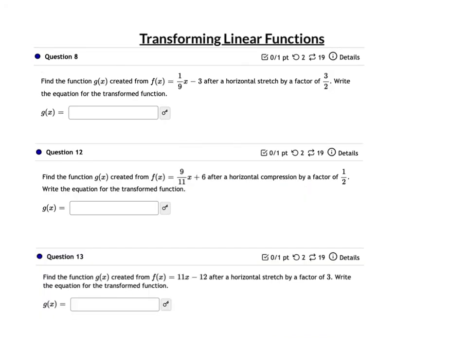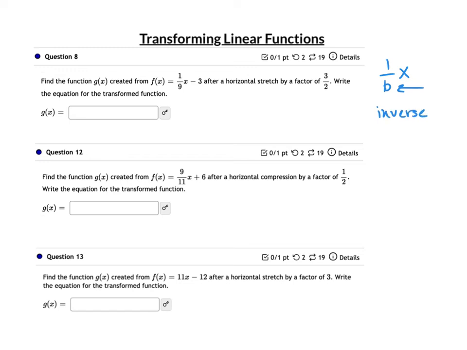Some horizontal stretches and compressions. Now this is horizontal, so we know it's the inverse. When it's a stretch or a compression, it's multiplication, but I'm going to replace x with 1 over b times x. 1 over b because it's the inverse.